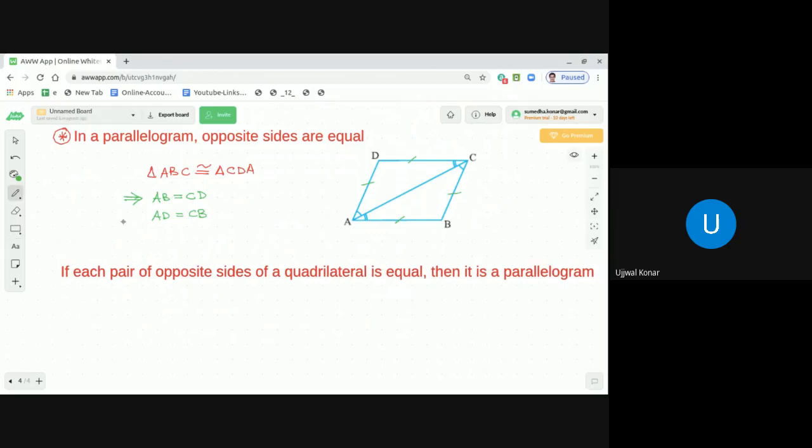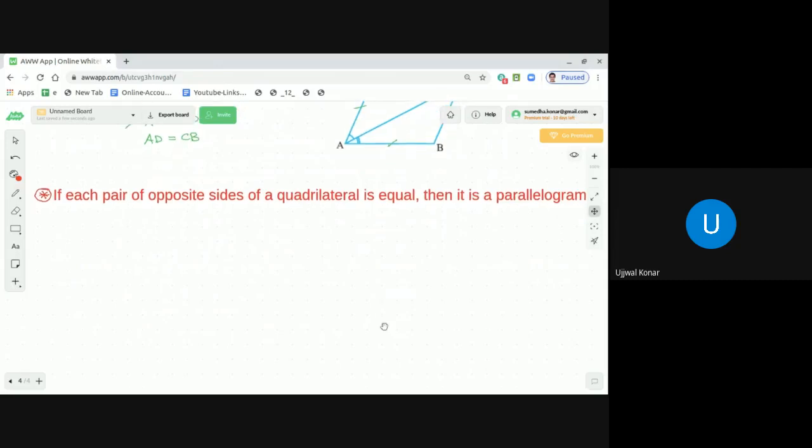Okay, dear students. To prove this, let me use a different color. Sir, this is the converse of the previous statement, right? Correct. Exactly. If each pair of opposite sides of a quadrilateral is equal, then it's a parallelogram. You're absolutely correct, it is the converse of the previous statement, but we need to prove it. So how to prove it, dear students? Let's have this diagram here.